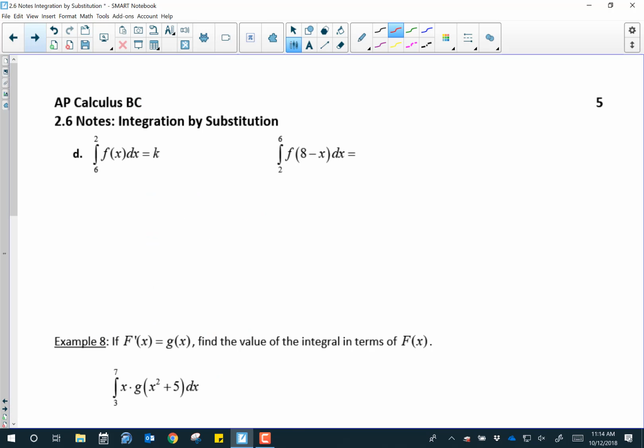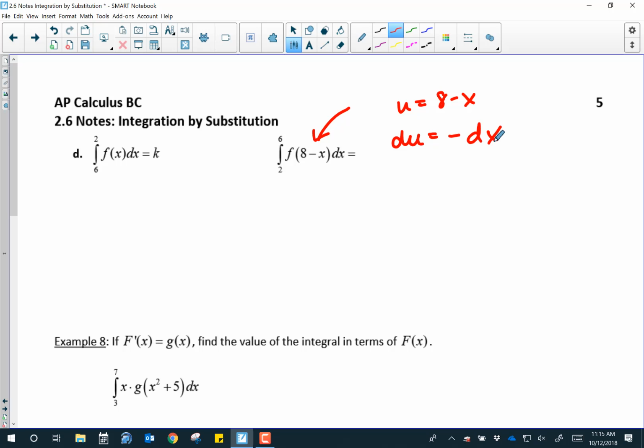All right, D. This one's different. This isn't necessarily an odd or even one. This is just looking back at our properties. In D, the first one we're looking at f of x, and then this is a shift. We also notice some wonky things going on with our limits of integration. This is actually a u substitution one. In that second piece, what would we let be our u? 8 minus x. So if u equals 8 minus x, du would be negative dx.